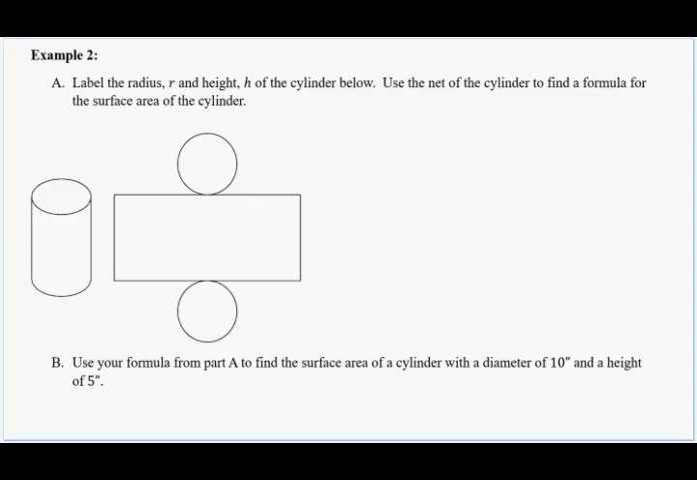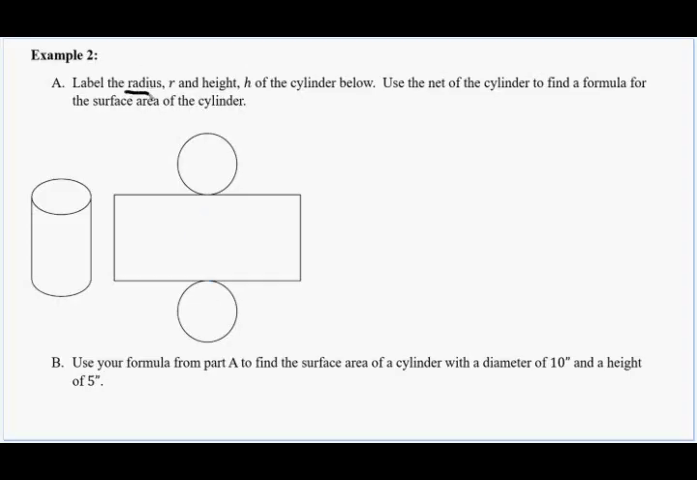All right, example 2. I like to think of this as a Pringles can. Here's the top of our Pringles can, here's the bottom of it, and then we've got the side sort of wrapped around those two circles. So if we break this apart and flatten it out into a net, we're going to have a circle on the top and the bottom and this rectangle.